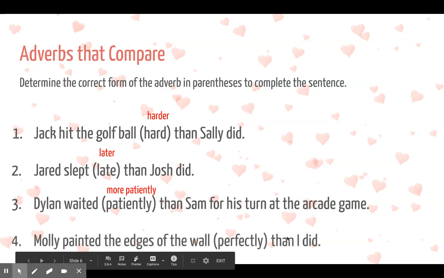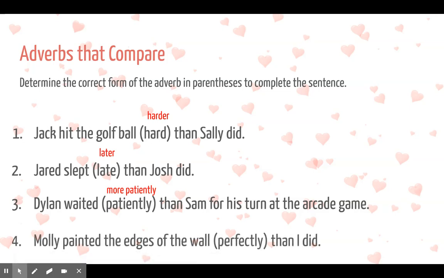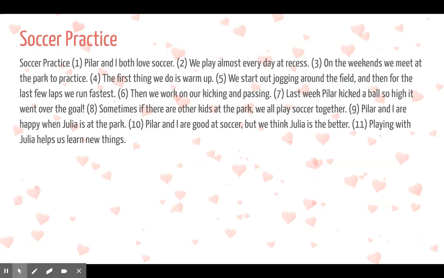Number 4, Molly painted the edges of the wall perfectly than I did. How are you going to fix the sentence? You should have said more perfectly. So the verb is painted. The noun is Molly. So Molly painted perfectly, but then it adds than I did. So I'm comparing how Molly painted and how I painted. So we're going to say more perfectly.